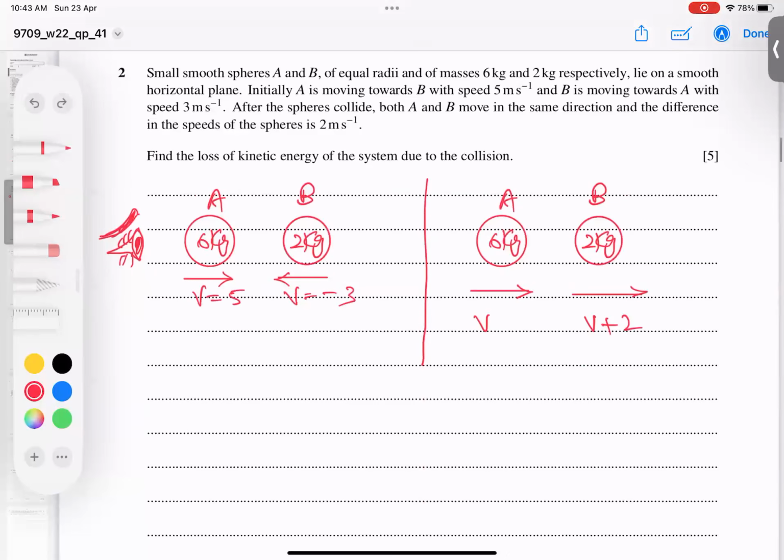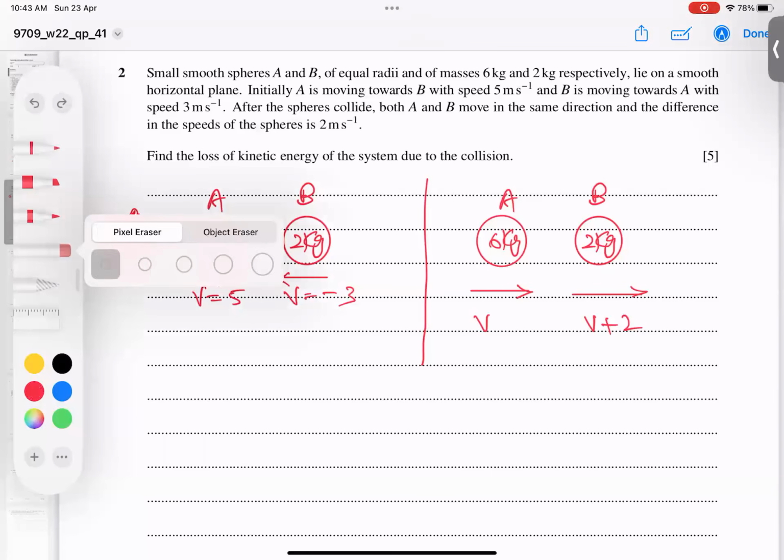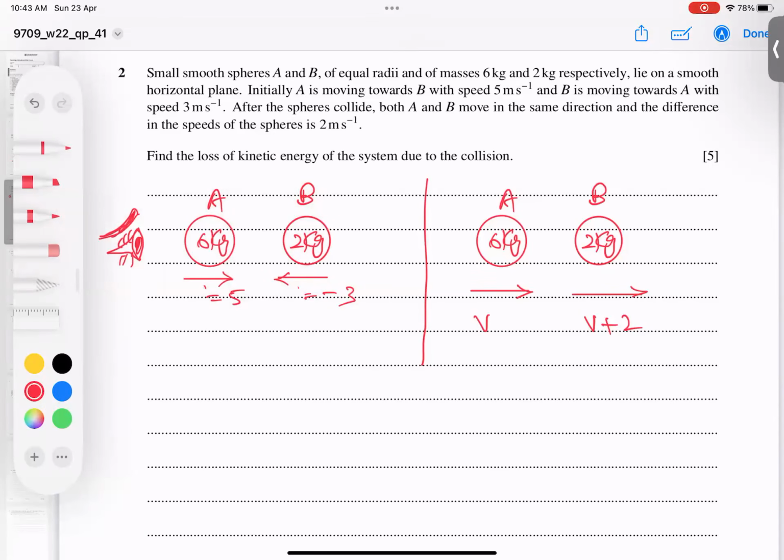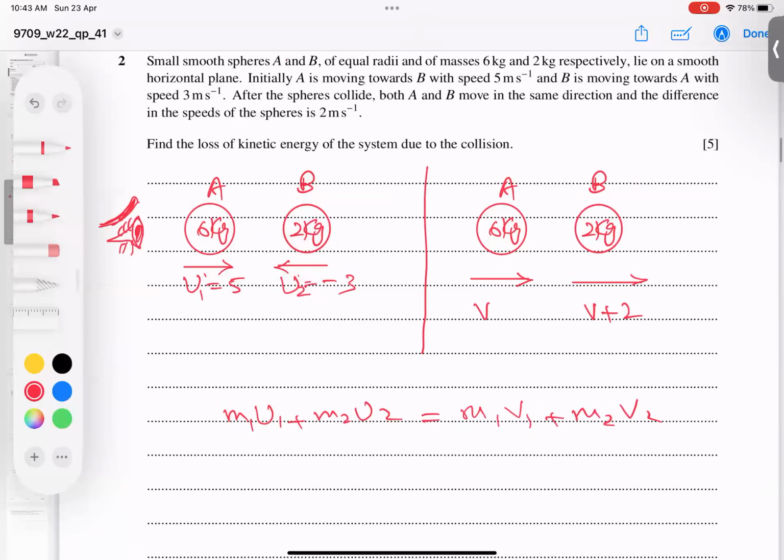Now I think we can use the law of conservation of momentum. Before I start, I just tell you this is called u1, starting speed, and this is called u2. So what is the formula we use? m1 u1 plus m2 u2 equals m1 v1 plus m2 v2. This is the law of conservation of linear momentum. So let's start.